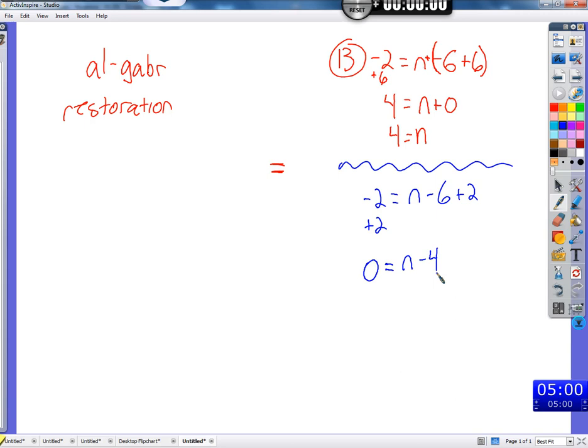So how do we get it so that the equation says n is this? If we add 4 to each side. If we add 4 here, negative 4 plus 4 is 0. Cancel it out. And we add 4 to this side. We get 4 is equal to n.